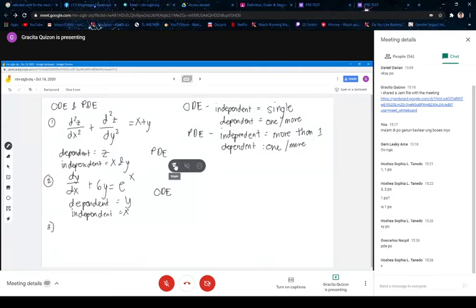So number 3. So first, identifying the dependent variable. So ano yung dependent variable natin?